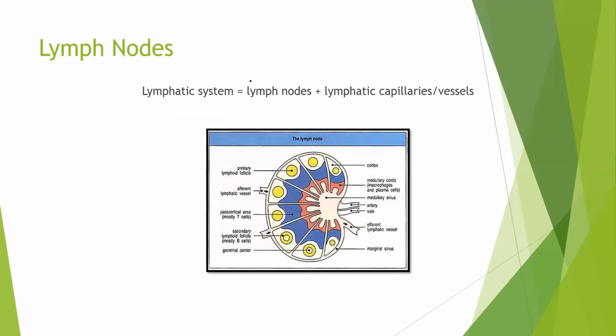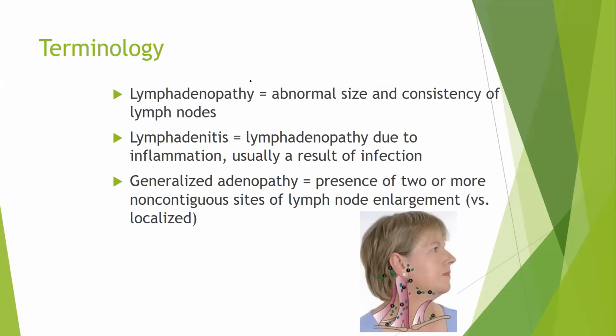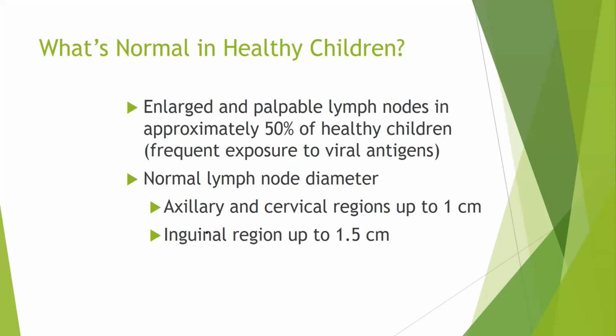So let's talk about lymph nodes really quick. All right, so lymph nodes, when we get an infection, they get inflamed and they get big. So here's the sites of the lymph nodes. Lymphadenopathy just basically means an abnormal size or consistency of lymph nodes caused by inflammation and usually the result of an infection. Generalized lymphadenopathy is the presence of 2 or more non-contiguous sites of lymph nodes. We want to probably refer this patient for further assessment or an ultrasound.